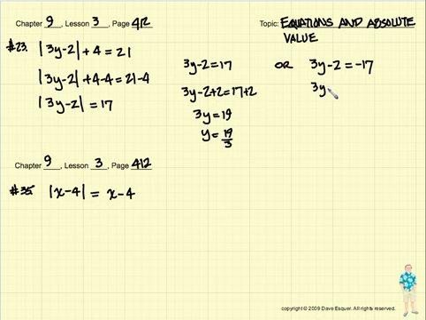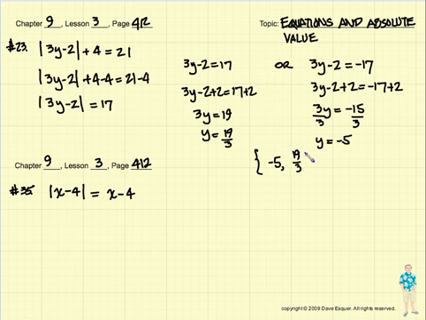On the other side, we have 3y minus 2 plus 2 is equal to negative 17 plus 2. So we end up with 3y being equal to negative 15. And if we divide both sides by 3, y turns out to be negative 5. So the solutions to this problem number 23 have two values. The solution set can be considered negative 5 and 19 over 3. So there's our answer for number 23.